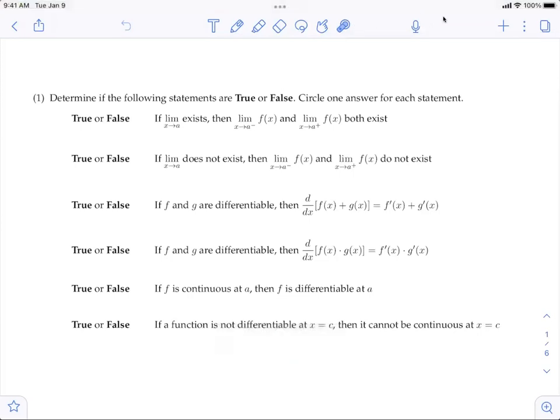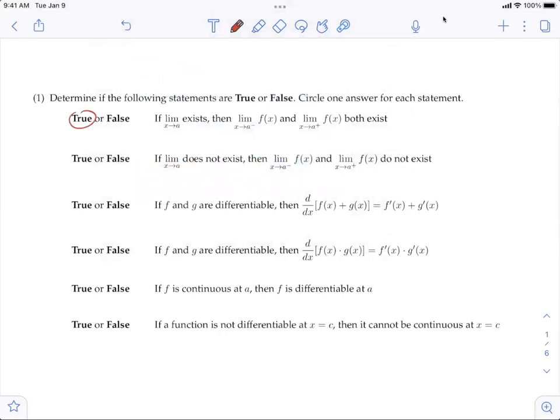So the first part is the true false question part. So let me go over one question at a time. So in the first question, if the limit exists, then the left-hand limit and the right-hand limit both exist. So this question relates back to the existence of limits theorem, that if the limit exists, then the one-sided limits have to exist and have to equal the same value. So therefore, it is true.